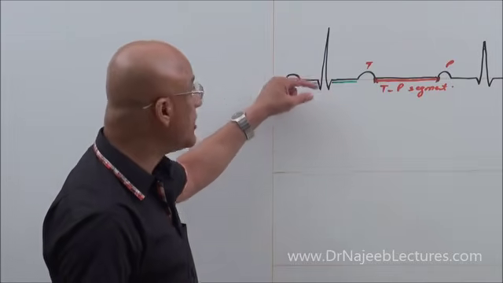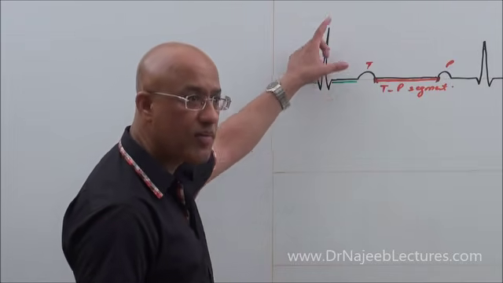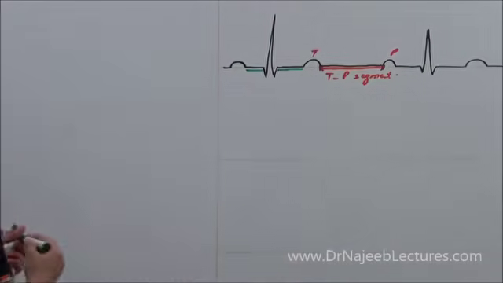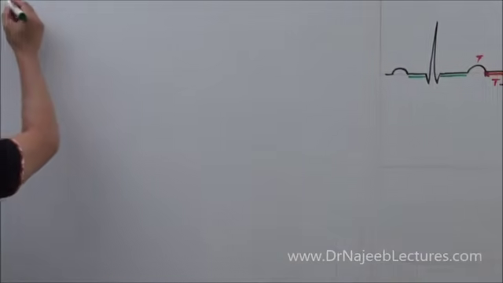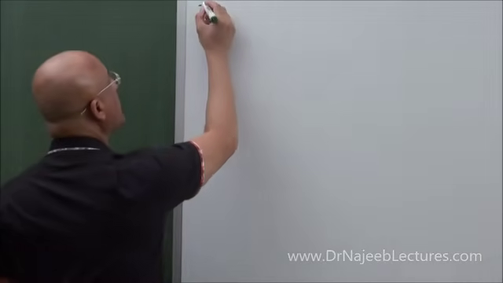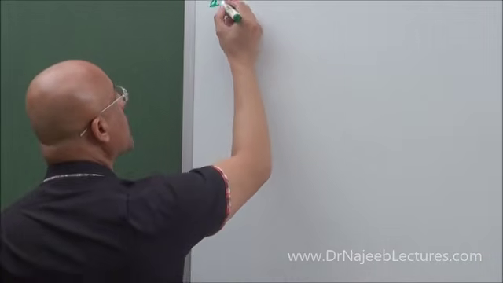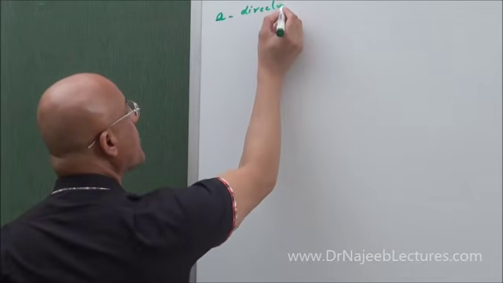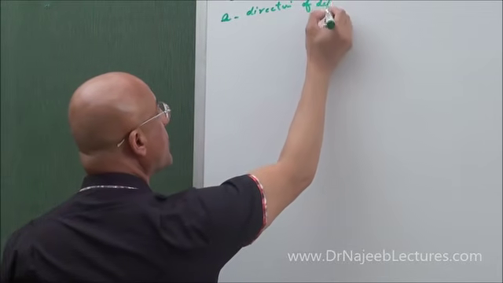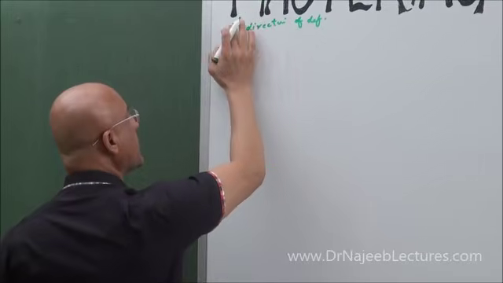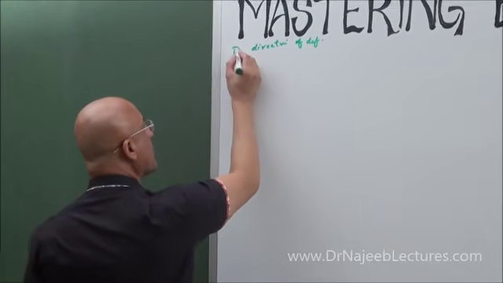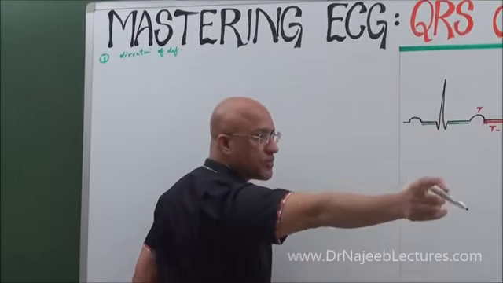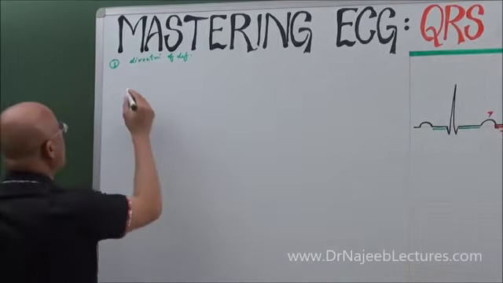And number three, degree of deflection. There is small deflection or large deflection. Again I will repeat, there are three basic parameters on which we determine the nomenclature. Number one is the direction of deflection, right? Point number one, that is, if it is directed upward above the isoelectric line, it will be a positive wave. Below the isoelectric line, it is a negative wave.